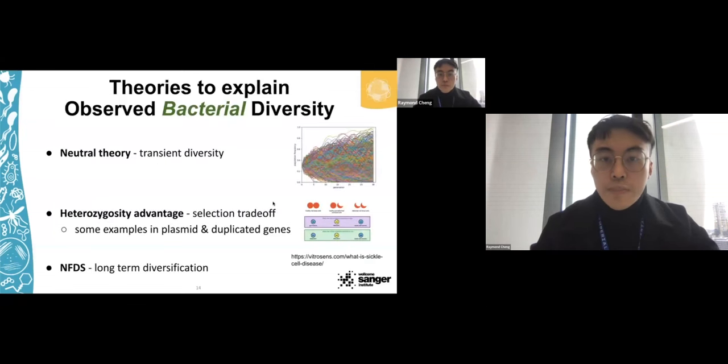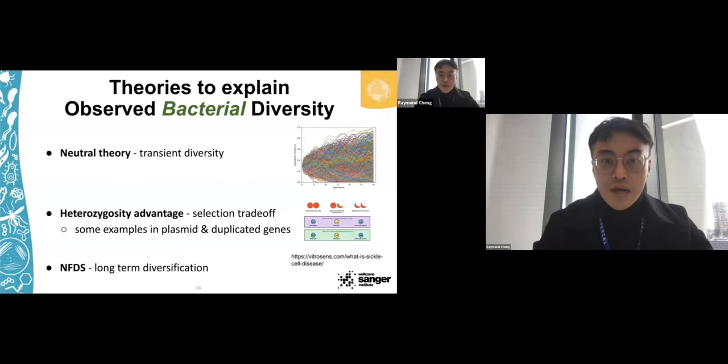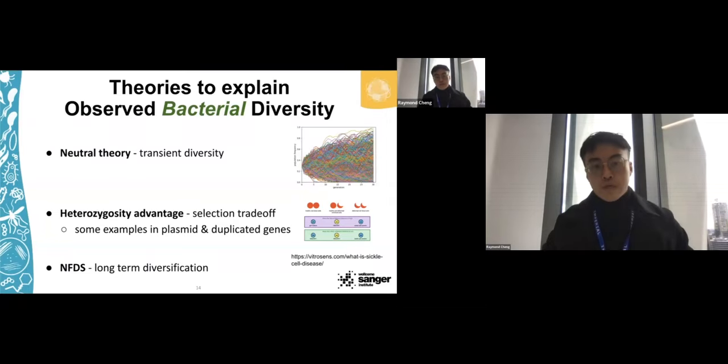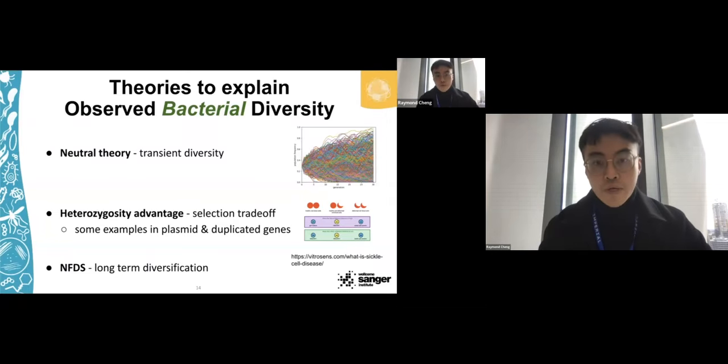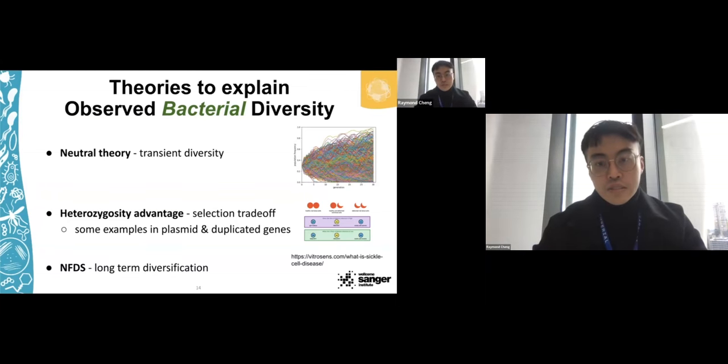So back to the theories. I know people come here wanting to know about bacterial populations, not about human behavior or yeast. So how can we use this theory to explain the observed bacterial diversity? Back to the neutral theory. Neutral theory, from randomness, can actually create some diversity, but this kind of diversity is transient.